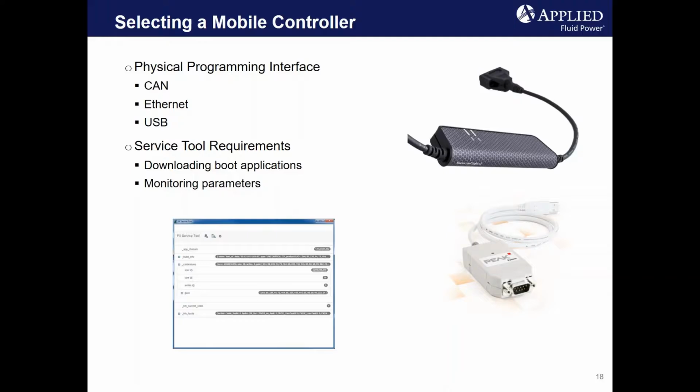So transitioning from the programming environment and software into the programming interface and hardware, there are also options to be considered. Typical physical programming interfaces are CAN, which uses some type of CAN to USB adapter that would plug into your PC, Ethernet, or USB.